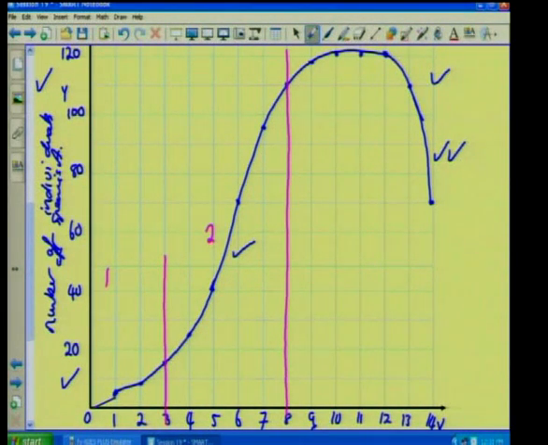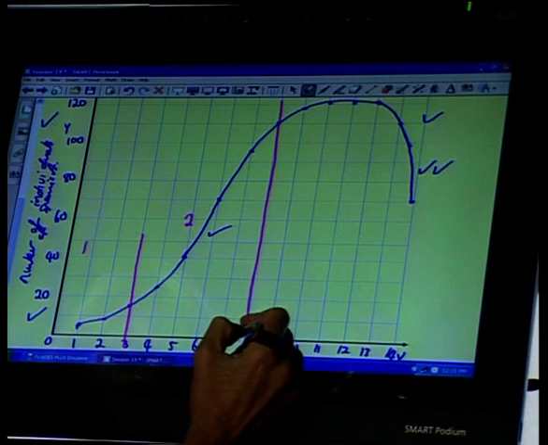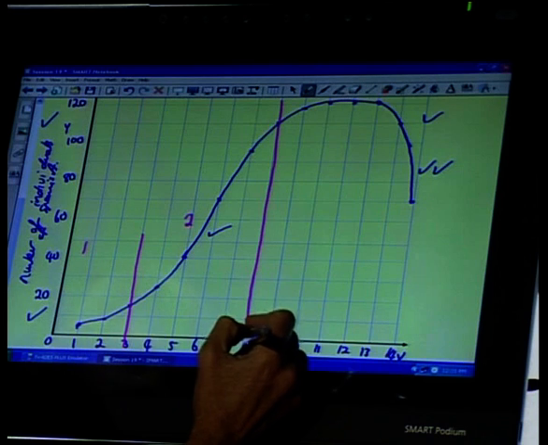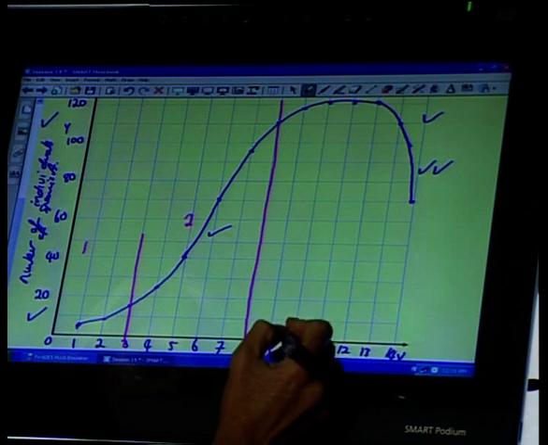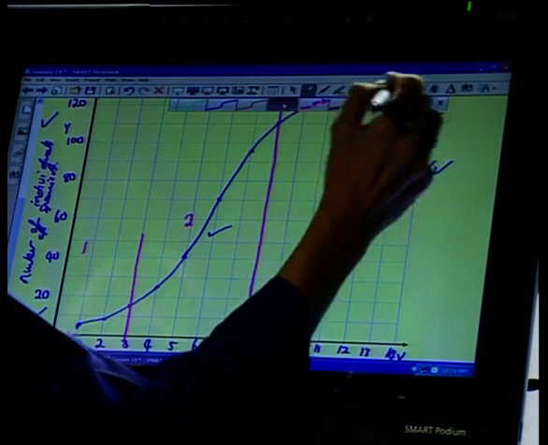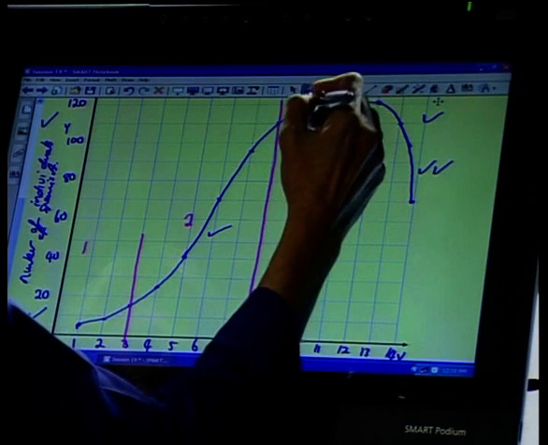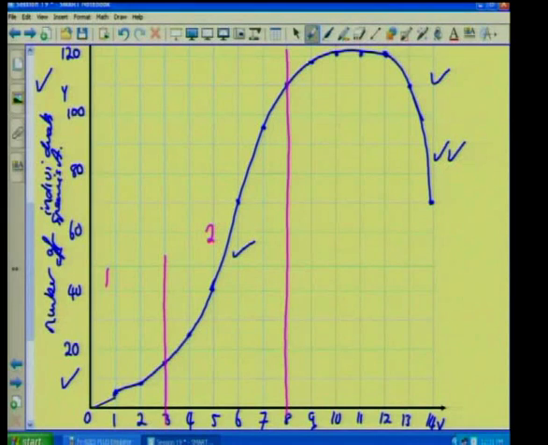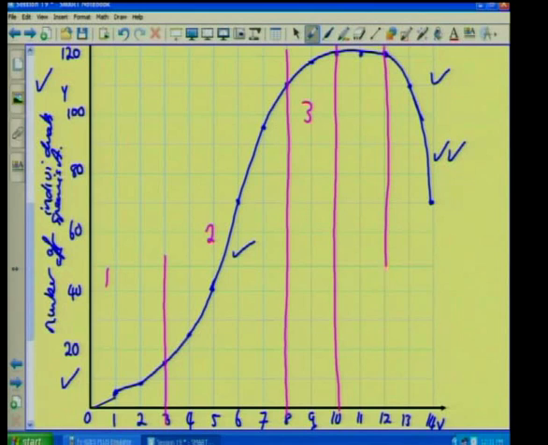Your third phase would be from about week 8 to, let's just have a look here. You then hit a maximum here. So your maximum would be about week 10, I would say. So between week 8 and 10, there's another phase here. Then it all sort of levels off here, so this would be week 4, phase 4.